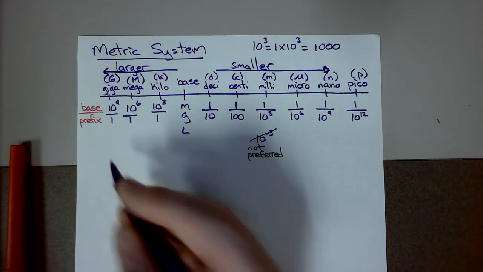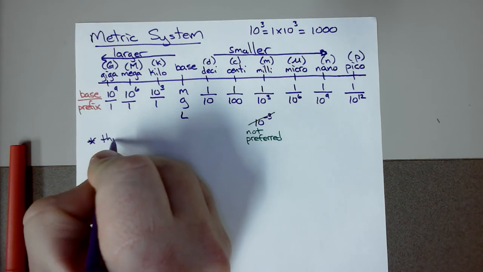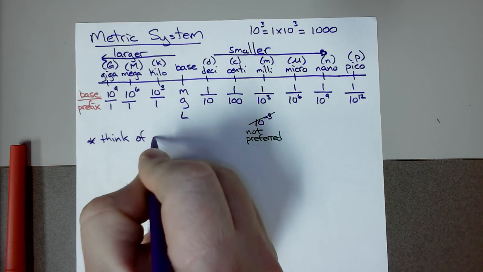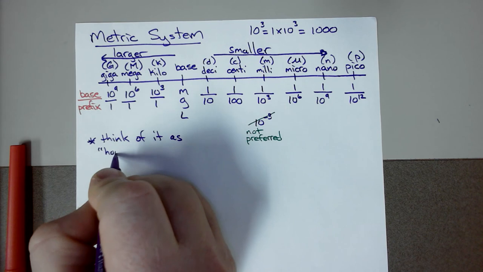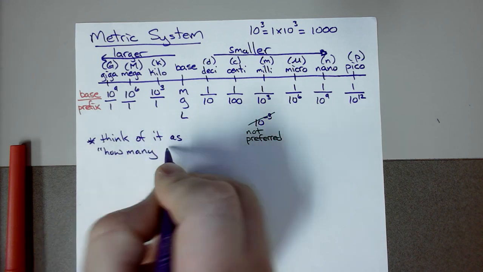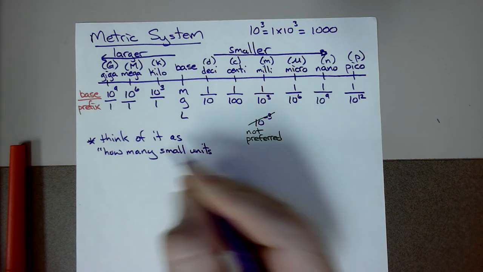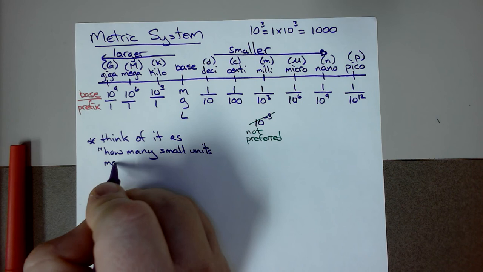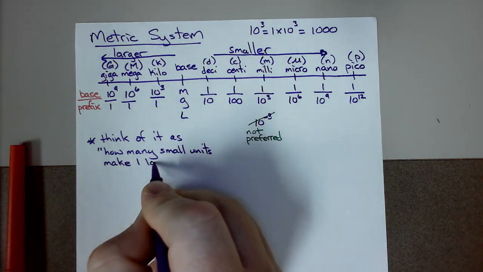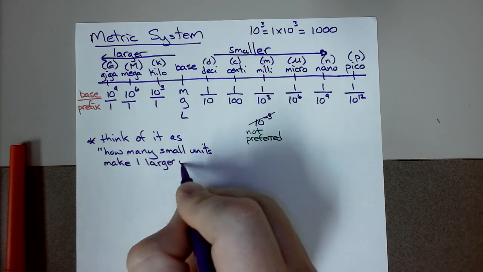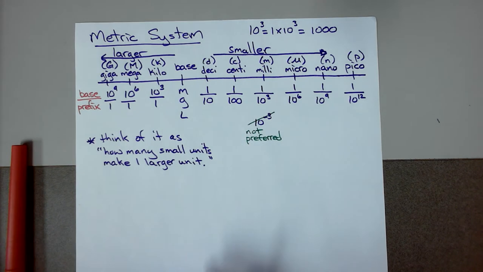So I'm going to write that down. This is important. Think of it as how many small units make one larger unit. Okay, and that's the way I want you to process this.